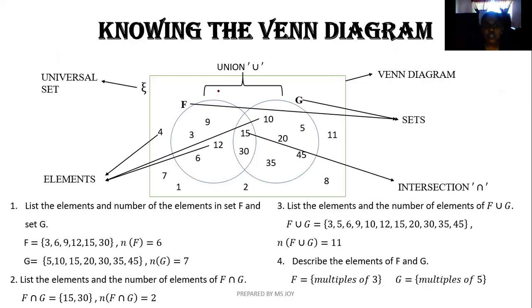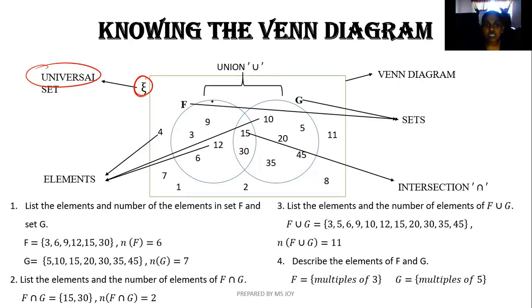Knowing the Venn diagram. The first thing you need to know is what is the entire thing inside a Venn diagram. The first thing is the symbol, which is very, very important. That symbol represents the universal set. Inside the universal set there are a few things you need to remember.